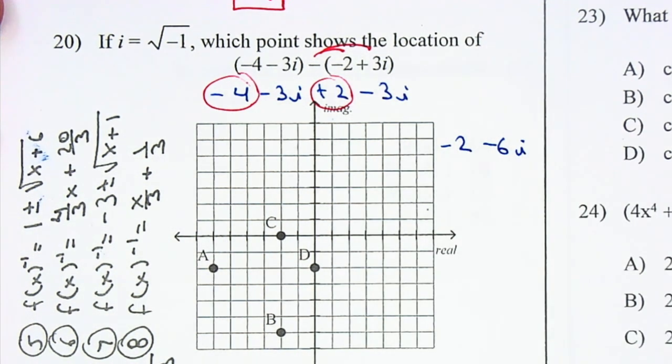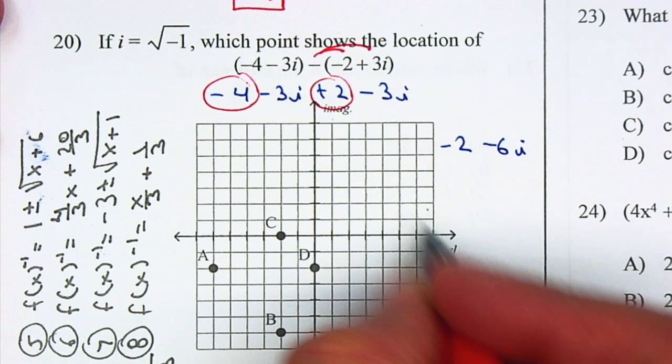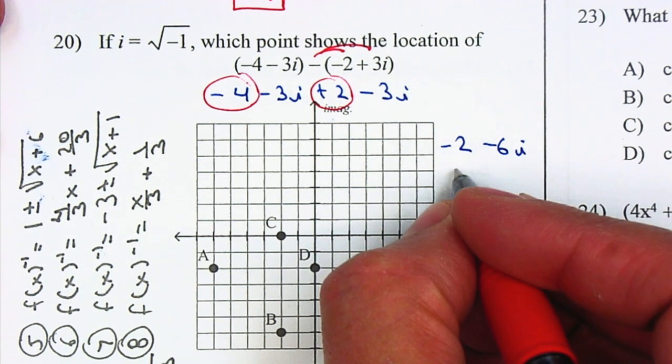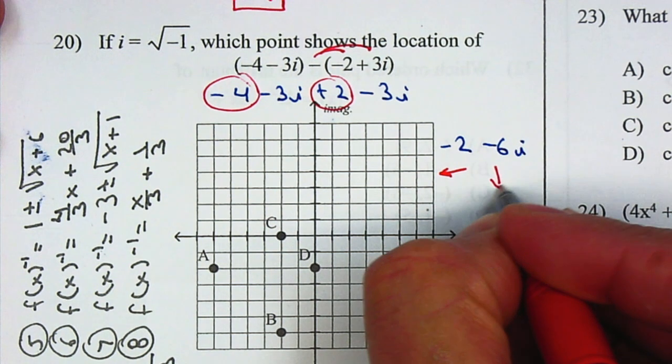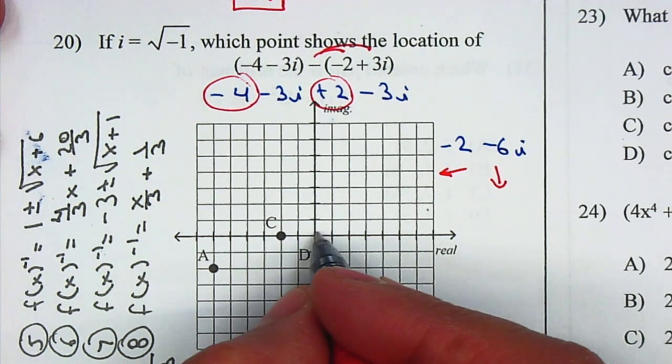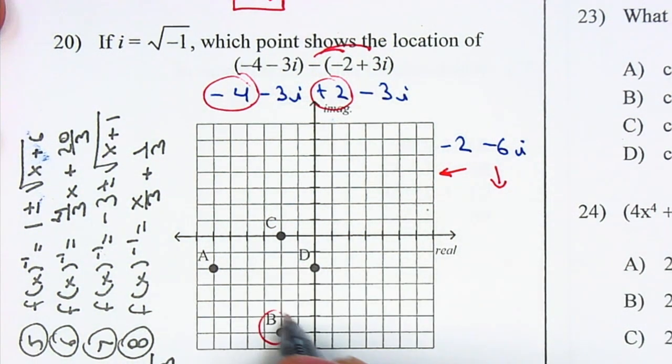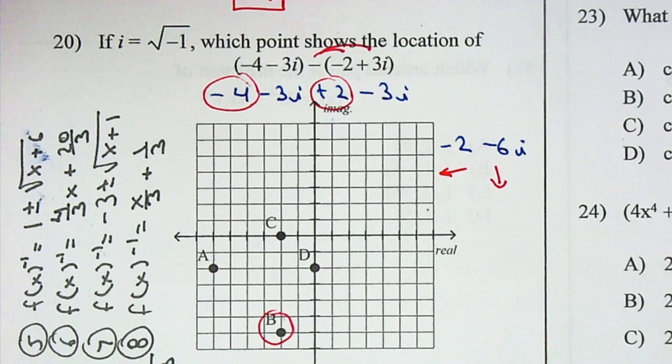This is just like graphing a point. Instead of the x and y, we have the real and imaginary. That means we're going to go left 2 on the real and then down 6 on the imaginary. So left 2 and down 6, so point B. Let's continue to problem number 21.